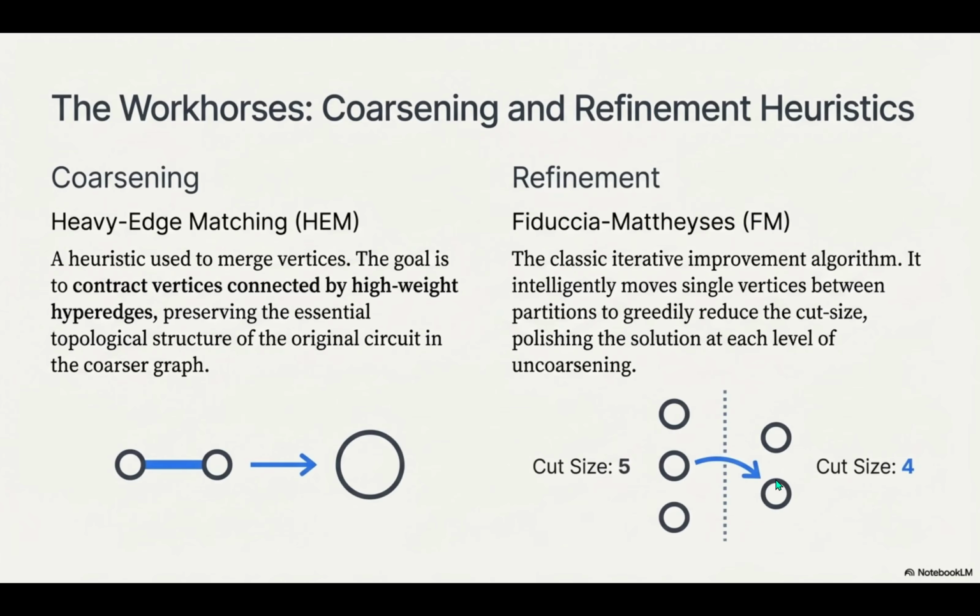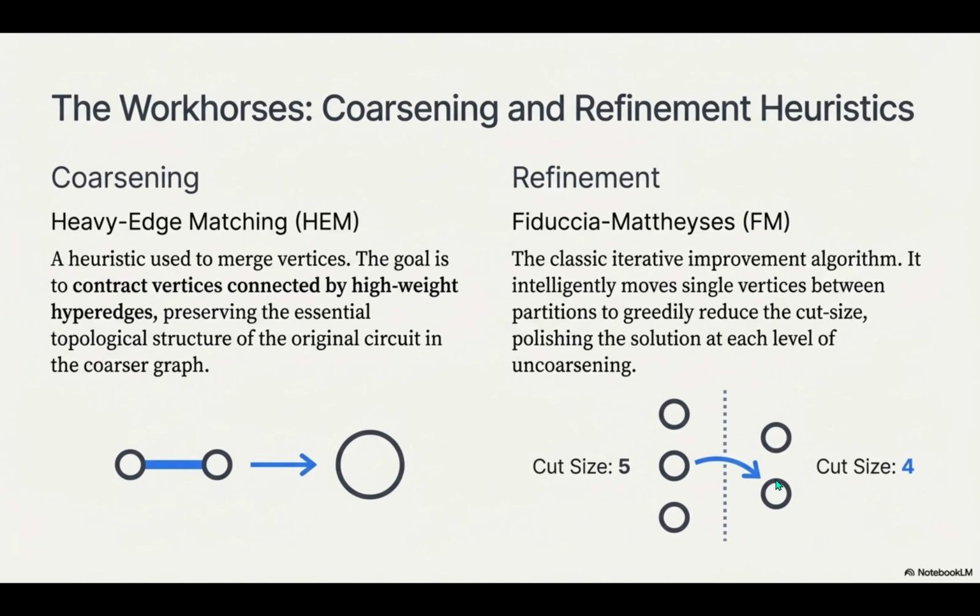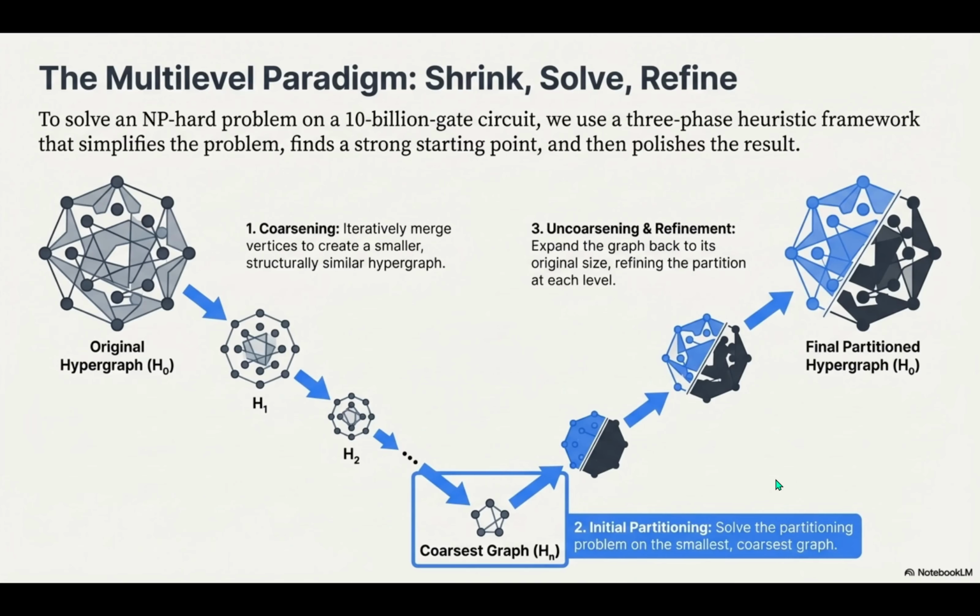Which brings us to phase 2, initial partitioning. This is where you actually make the first cut. Right, on that tiny 40-node graph. And this step, even though it seems small, is the most important one by far. Why is that? Because the quality of your final 30 billion component partition depends almost entirely on the quality of this tiny initial split. If this seed is bad, nothing you do later can really fix it.